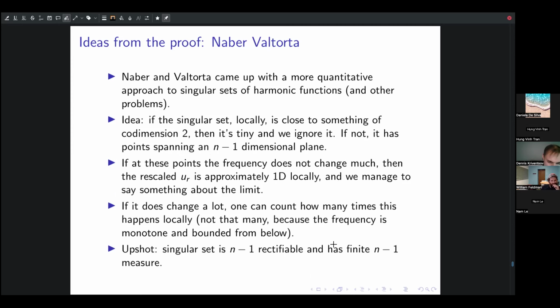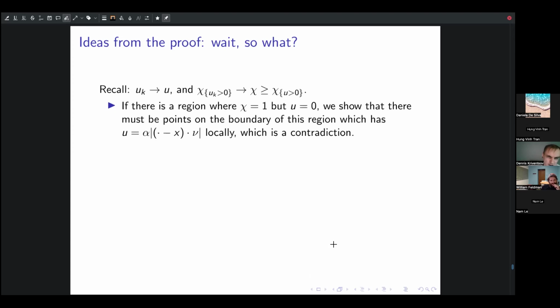So from this, with some effort, you get that the singular set is rectifiable and has finite n minus 1 dimensional measure, including the sigma z part. This implies a convergence theorem I mentioned. So if I have a sequence of the variational solutions converging to a U, what I just described also works for the limit. So the limit also has this.